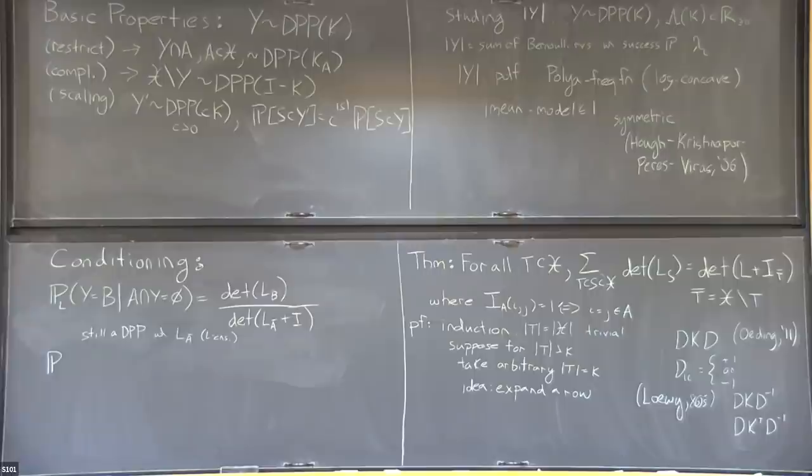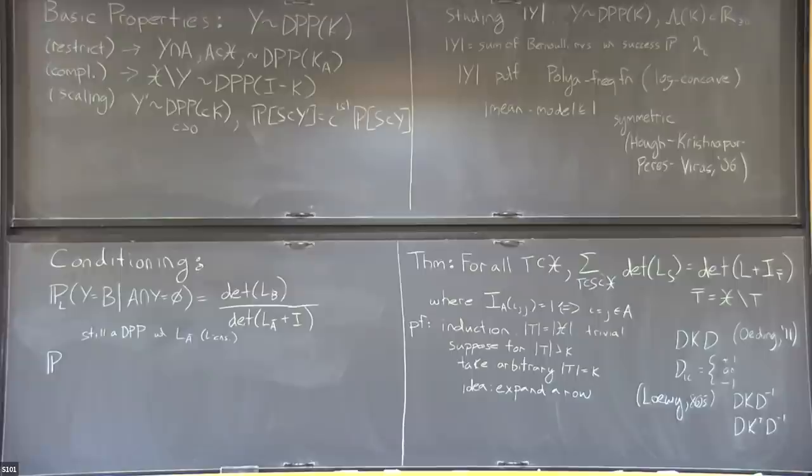You can always write L as B transpose B. And then you can write your determinant as the volume squared of the columns of B. And then you can also see this sort of negative association because you can think of these columns of B as lying in some space, and the determinant is just the volume squared of the parallelepiped generated by those. So how do you see repulsion?